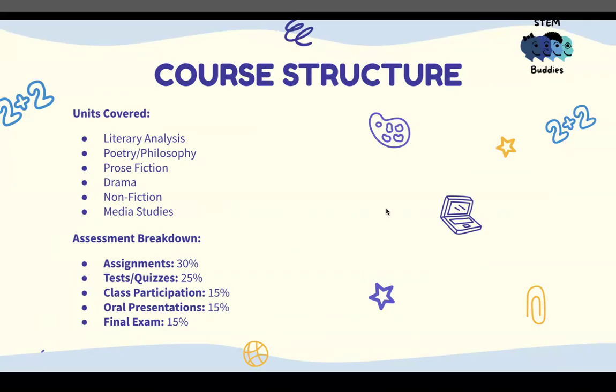And then the assessment breakdown really depends on the teacher themselves. So your assignments, like essays, might be like 30%. Tests and quizzes, like short case study based or quick readings and answering quick questions, might be 25%. Class participation is really important in English. And oral presentations, or you have oral discussions, and then the final exam, which is usually an essay or an oral discussion, depending on your teacher.